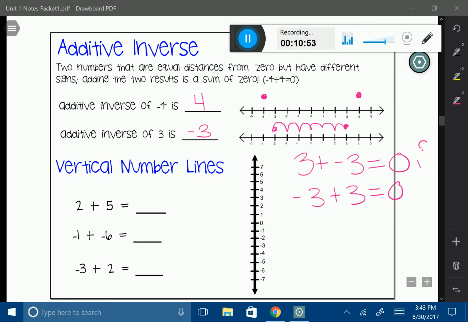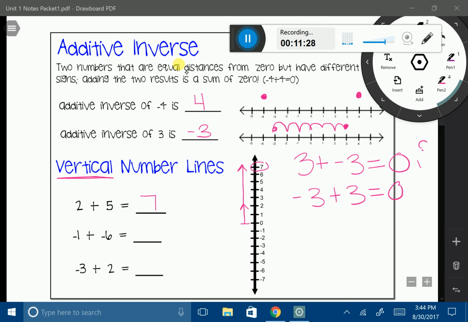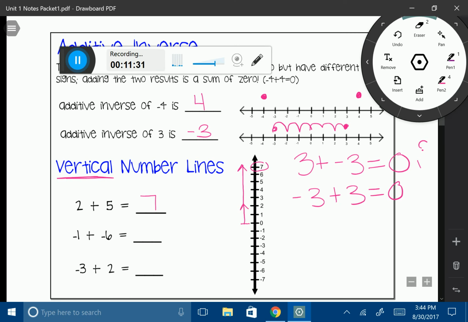So let's look on a vertical number line. We've been working just with horizontal, and now we're going to be looking with vertical. And vertical is the opposite of horizontal. It's up and down. So we have 2 plus 5. If we were to look at this on a vertical number line, I'm going to, again, start with 0. I'm going to go up 2, and then I'm going to go up 5. And you can see that lands me at 7. I'm going to go ahead and erase my arrows so I can work on the next one.